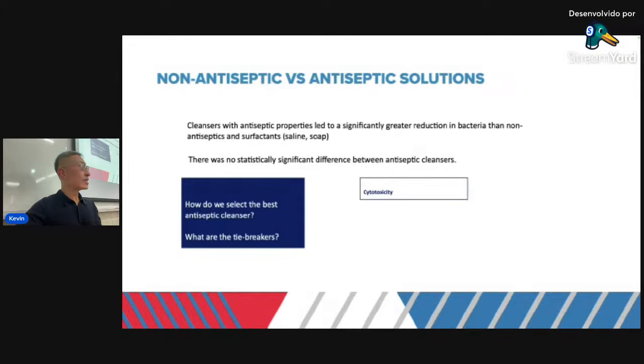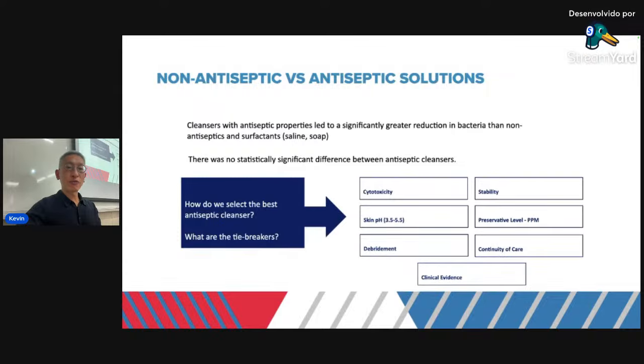So how do we select the different types of wound cleanser when we think, okay, perhaps we need to entertain the idea of using an antiseptic agent? And we'll come back to that point because I think that's an interesting concept to consider.